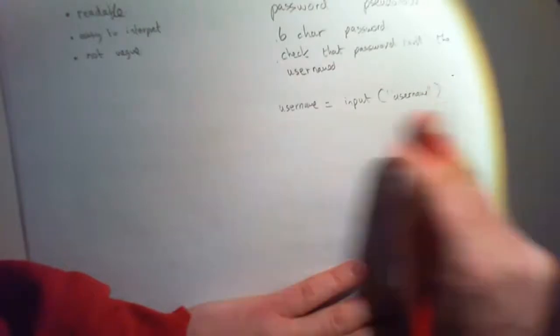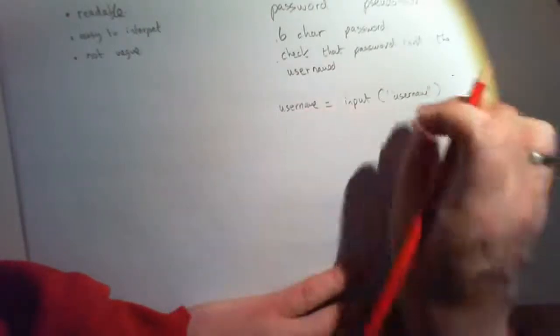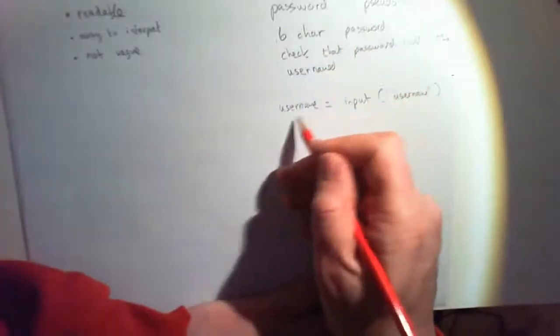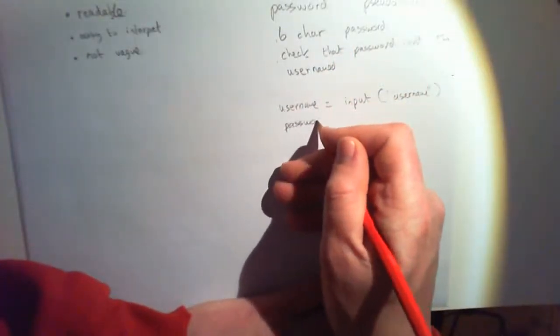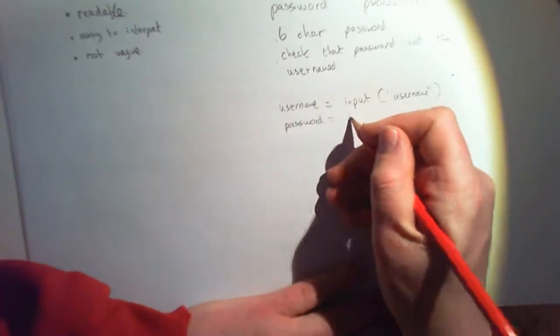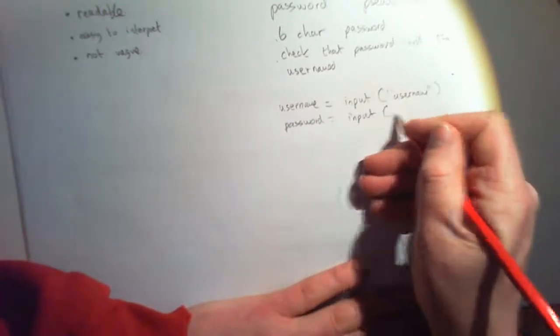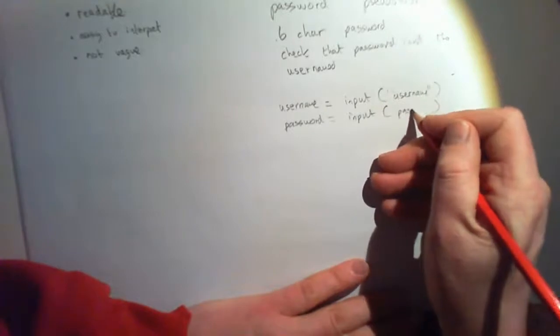So that's our pseudocode. Okay, so we've got something stored. We've got a username stored. Now we need to get a password in. Same thing again, input password.